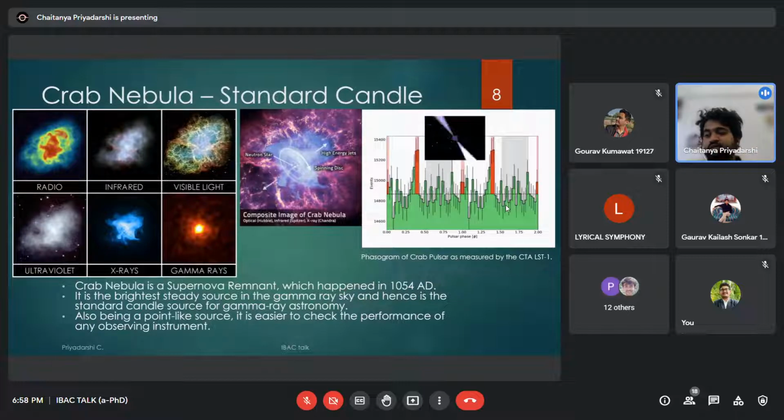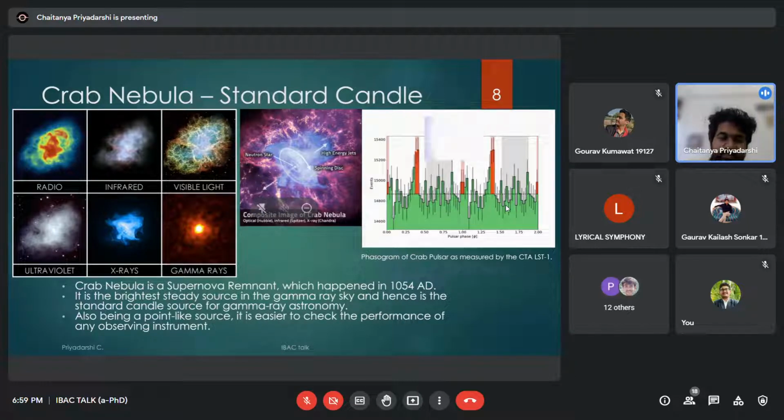What we in general try to observe is the Crab Nebula, which is a standard candle in gamma ray astronomy. It's basically a supernova remnant; the supernova happened in 1054 AD. It was a widely observed phenomenon. People could see it in the daylight as well. And as one can see in these images from different electromagnetic wavelengths, from radio to gamma rays, how they differ. So one can clearly infer that we will study different aspects of physics by observing in different wavelengths.